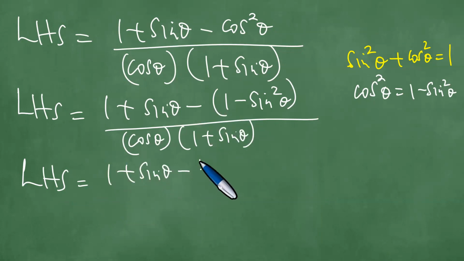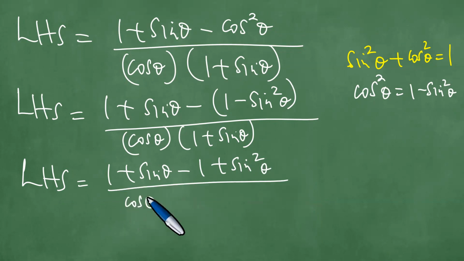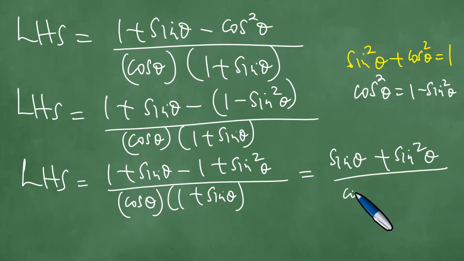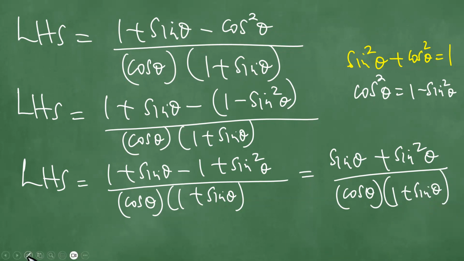One plus that. So distribute here, which is divided by cosine theta into 1 plus sine theta. Okay, 1 minus 1 is 0, 1 minus 1 is 0, so that you have the sine of theta plus the sine squared theta divided by cosine theta into 1 plus the sine of theta.